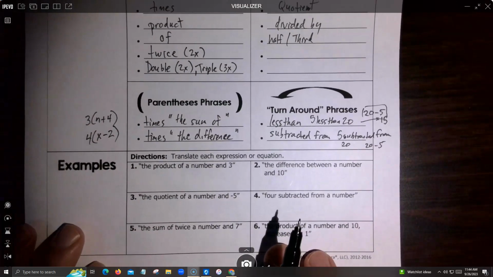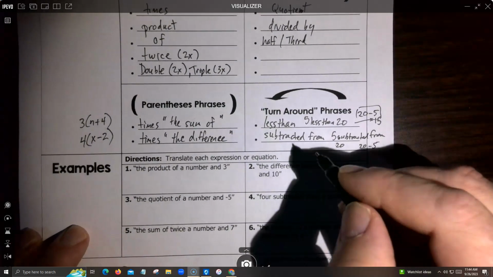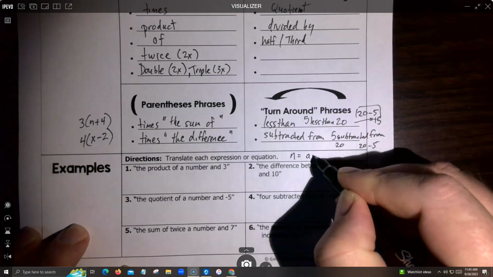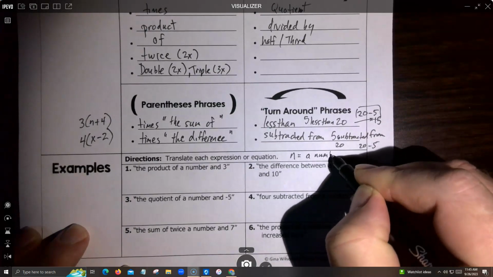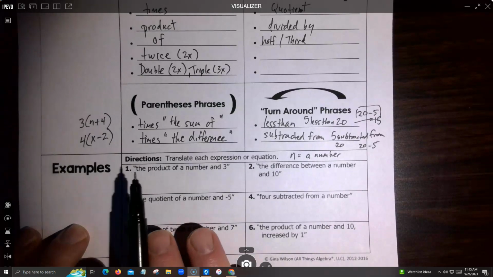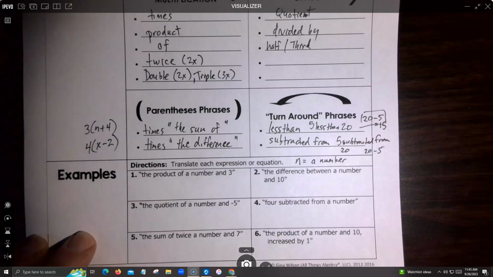Let's do some examples. Okay, so the first one is, again, for the sake of not going crazy here, let's make n equal to a number. Okay, so every time we read the word number, we're going to use the letter n instead of x. We'll just use the letter n for number. All right, so as we read these, the key is to pick out keywords. All right, that's how you do these.